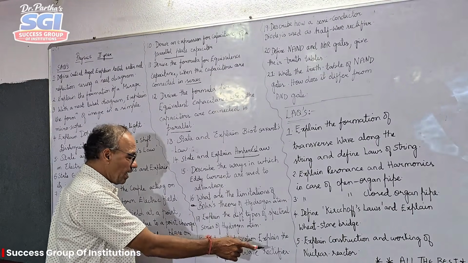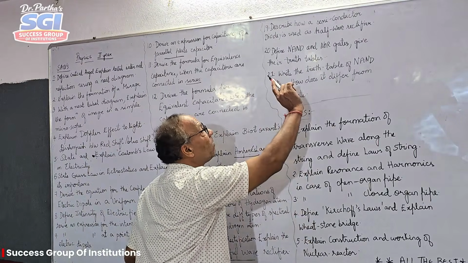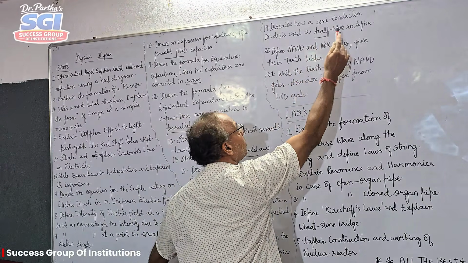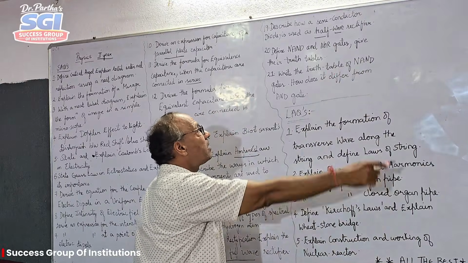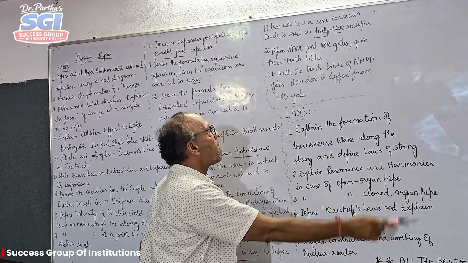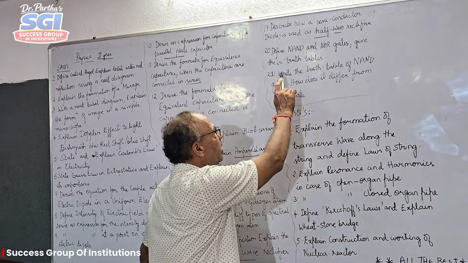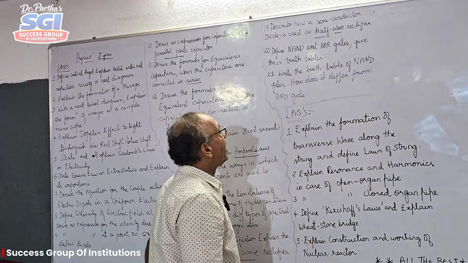What is rectification? Explain the working of a full wave rectifier and a half wave rectifier. Out of these 2 questions, 1 question you will get. Next, NAND gate and NOR gate you have to define and you have to write the truth table. Truth table is important. Next question is write the truth table of the NAND gate.